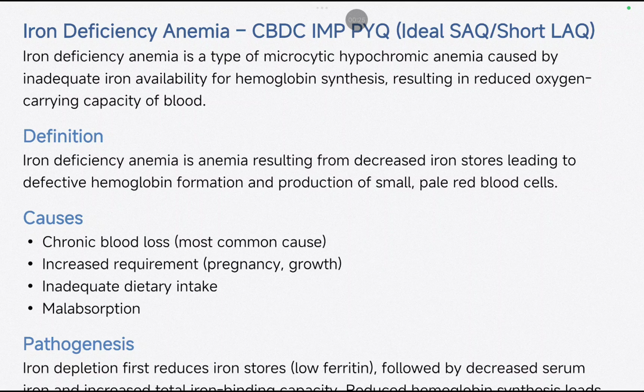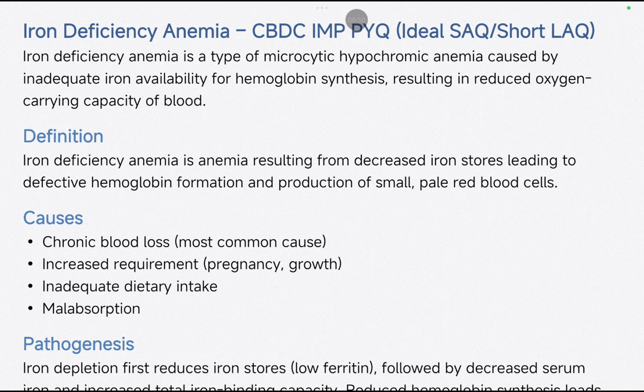So here in pathology, iron deficiency anemia is most important, which is a type of microcytic hypochromic anemia caused by inadequate iron availability for hemoglobin synthesis, resulting in reduced oxygen carrying capacity of blood. See, microcytic, you understand, micro means small, cytic means cell size. Hypochromic, hypo means less redness, less color.